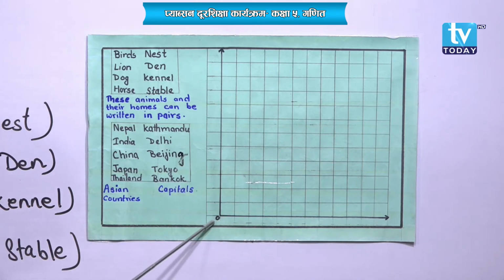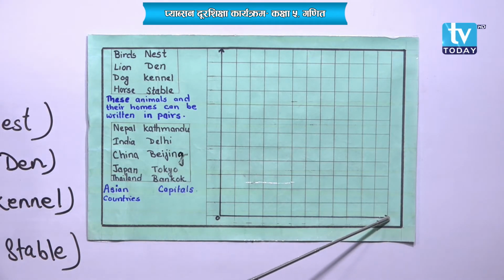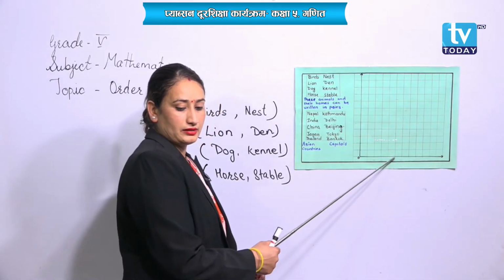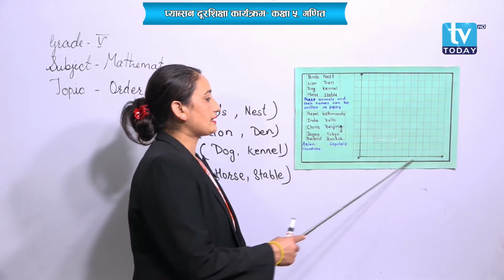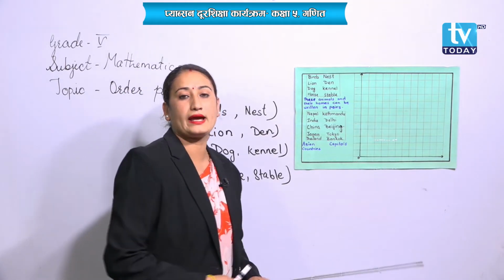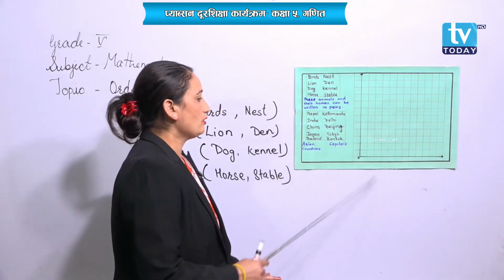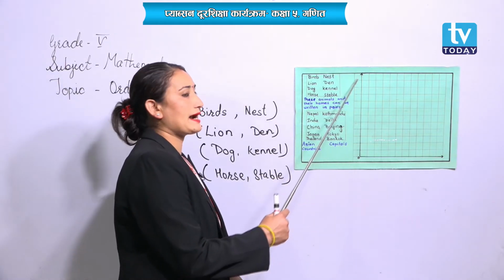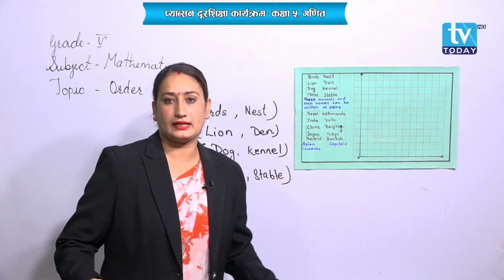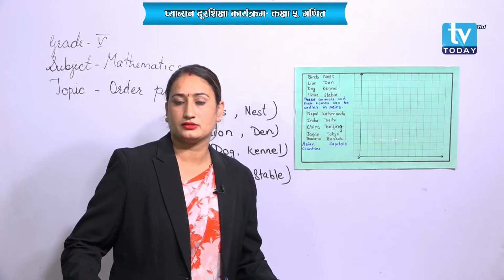Have you seen the O I have written over here? Yes, this is the origin point. From here, one arrow is showing this side, one line is going vertically, and one line is showing on this side, it's a horizontal line, and one line is going upside, it's called a vertical line. Have you seen?